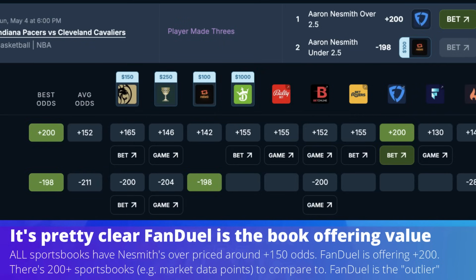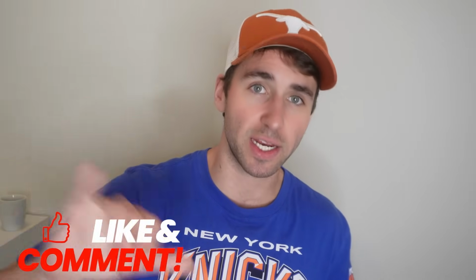Rebet has pretty similar odds to all the other sportsbooks. So in this case, it was pretty clear: FanDuel's the outlier. Plus 200 is incredible value. We already know by definition, right?